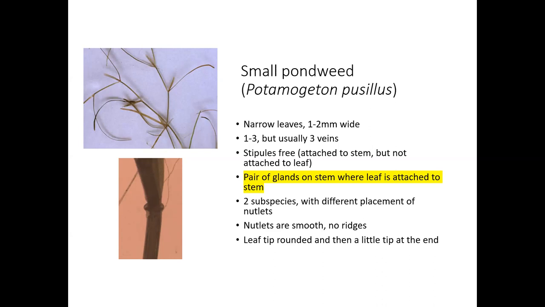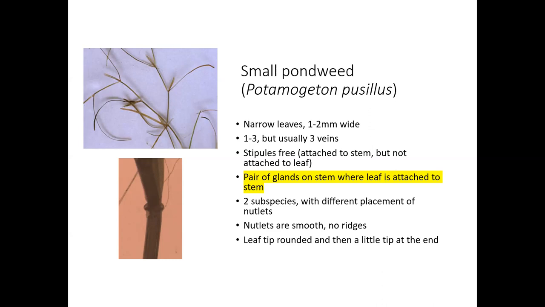There are 2 subspecies with different placements of nutlets, but generally when we're talking about Potamogeton pusillus, we don't always try to distinguish the subspecies. One of them was decided to be a whole separate species, and it seems like the taxonomists are going back and forth on that. So for now, I'm sticking with pusillus, plain and simple. It's easier. You don't always have leaf nutlets, and so it can be really hard to tell them apart.